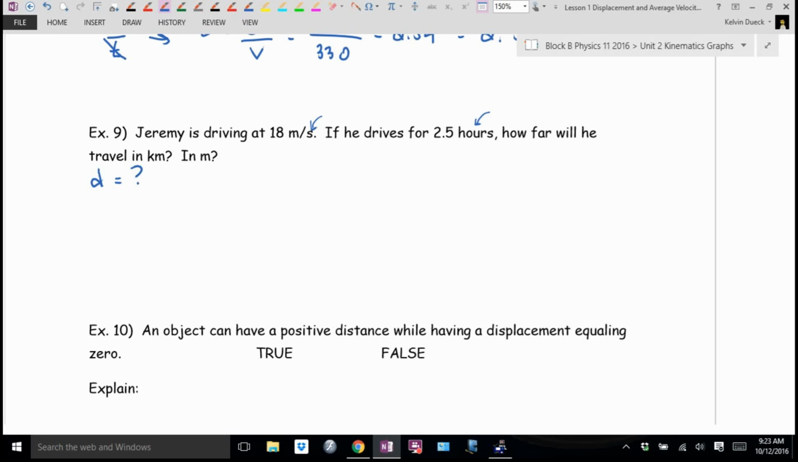What's that? 18. And because there's wonky units, I'll definitely write them here. Seconds and hours in the same question. That's like fingernails on the blackboard. Ugh. What's that? 2.5.